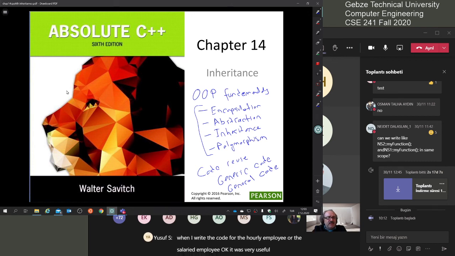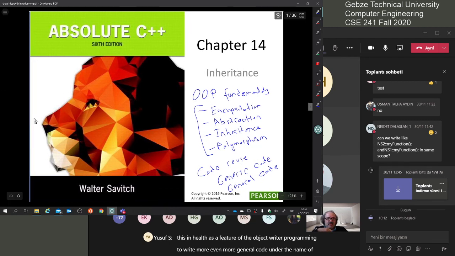I wrote the code for the PFRAD class. Later it became very useful for my PFRAD backup. So I reused that code without changing anything. In fact, that code didn't know anything about inheritance, but it became very useful. And we are going to use this inheritance feature of object-oriented programming to write even more general code under the name of polymorphism.